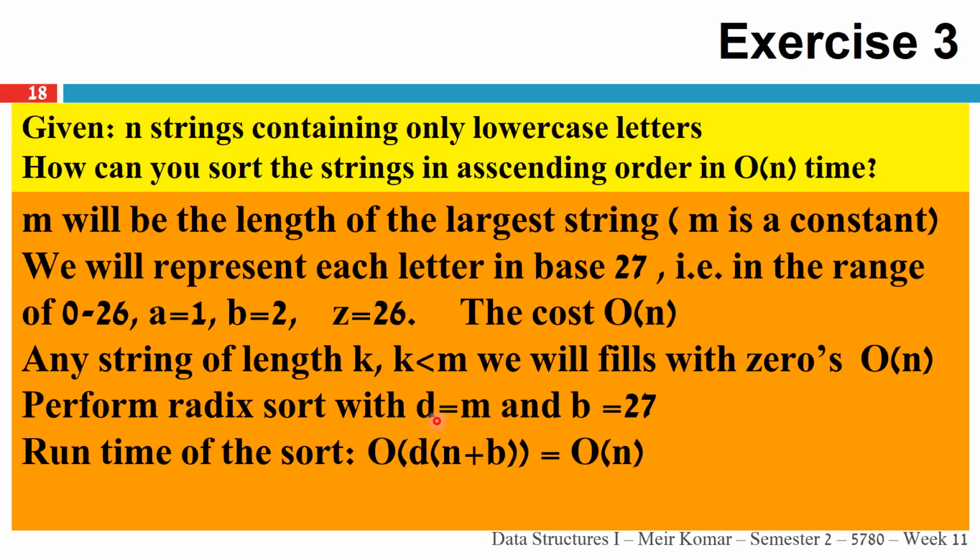But we can see that M is a constant, B is a constant. So just like we said, if B and M are constants, then it's going to cost us O of N.